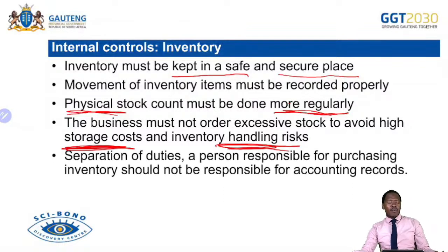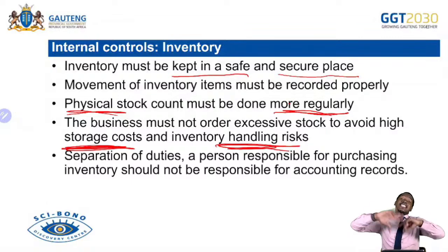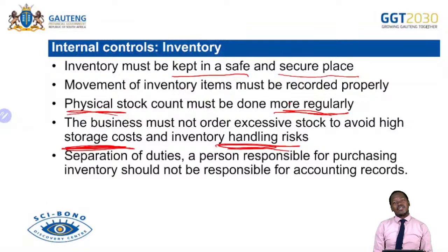Right. Again, what we'll do to ensure that our stock is safe, secured, and accounted for, we will ensure that we separate duties. Meaning, there will be a person who will go and buy. There will be a person who will come and record what has been bought. There will be a person who will oversee the whole process taking place. So grade 12, that is what we mean by separation of duties.